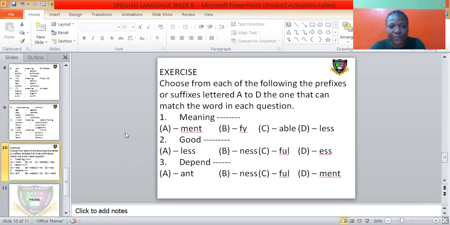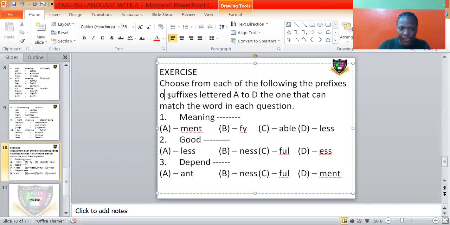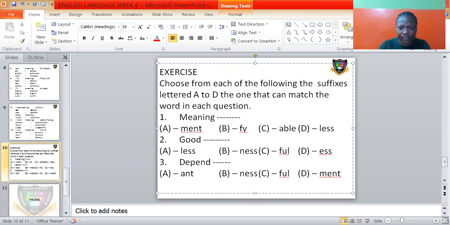Now, choose from each of the following the suffixes, letter A to D, the one that can match the word in each question. We are treating suffixes. A suffix is a letter or group of letters that can be added at the end of a word to change its meaning. Now, let's look at what we can add at the end of this word to change its meaning.